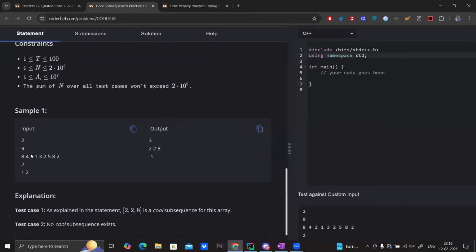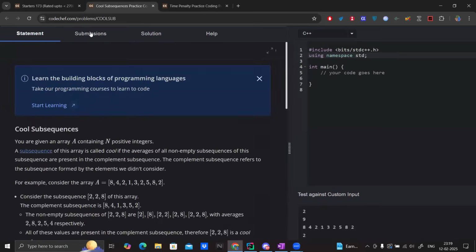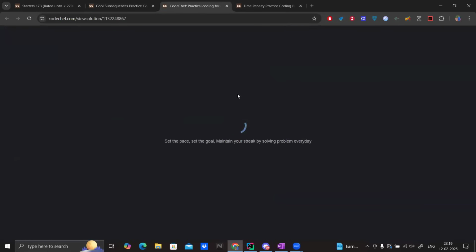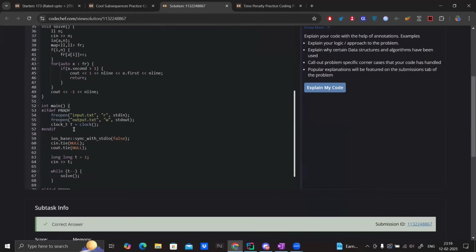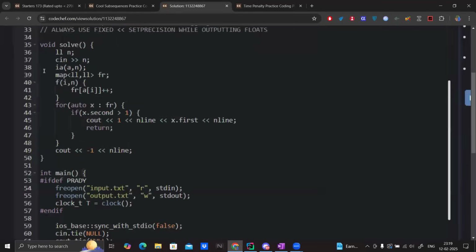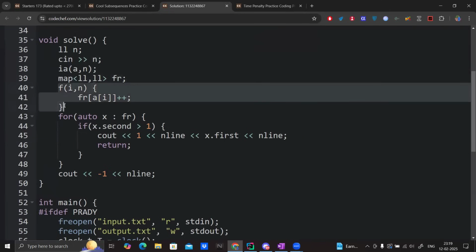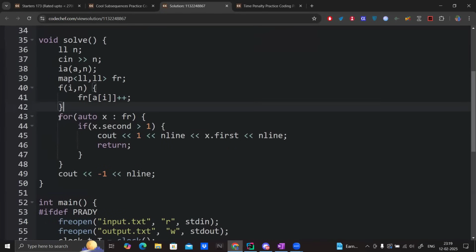Okay, I hope it is clear. So I'll just show you the code. I'm just counting the frequency of each element by using a map. Okay, so this is the code: int n, I take the input of n, map of ll comma ll fr, and I just increase the frequency for each element in the array. Now for auto x in fr, that means for every pair, if x dot second, that is the frequency of x dot first, is greater than 1, then I just print x dot first.